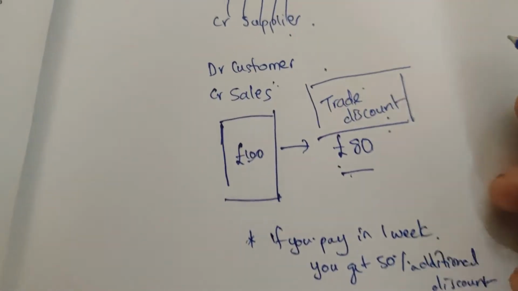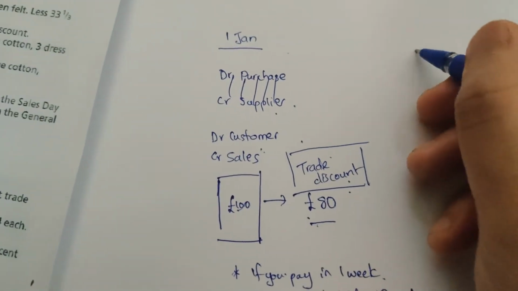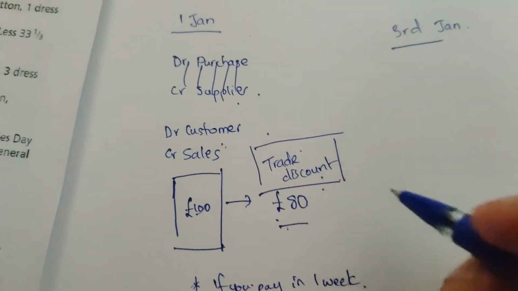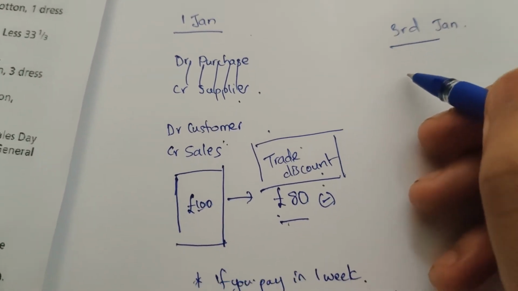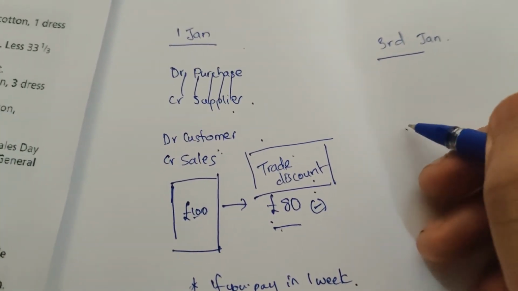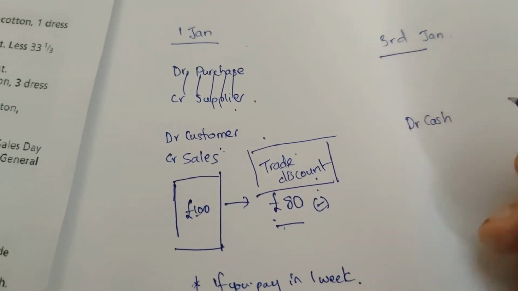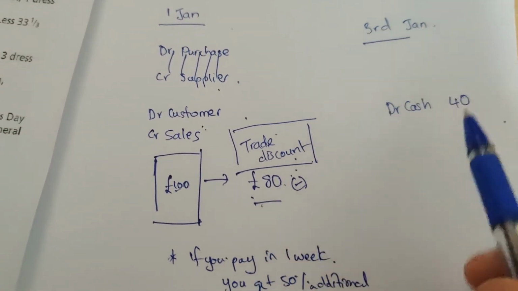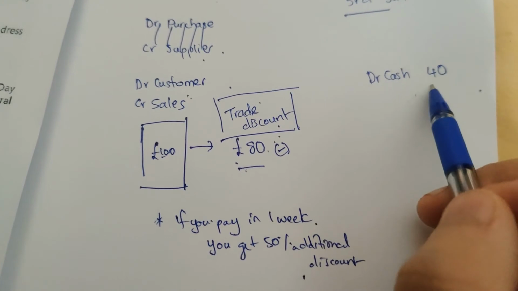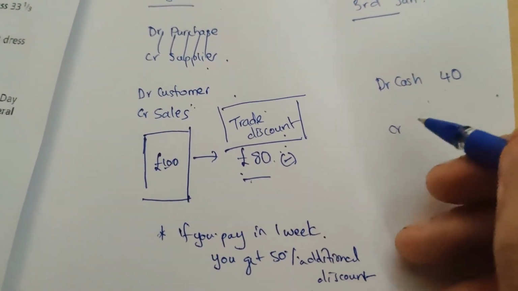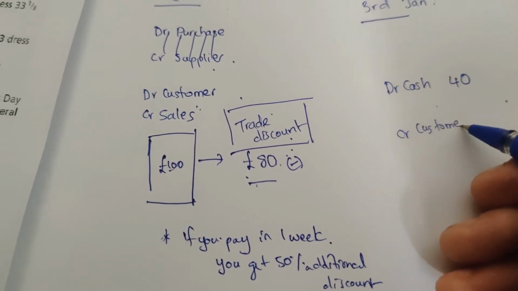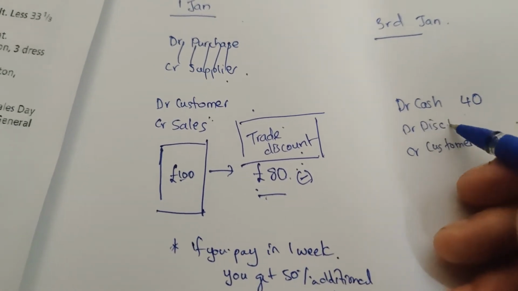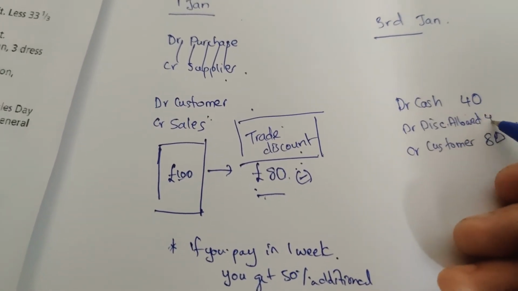So say this customer pays within 3rd January. Now, if he pays within 3rd January, how much did he owe us? He owed us 80. So out of the 80, because he got discount, how much did the customer pay us? The customer paid us 40, because he paid within 1 week, so he got an extra 50% discount, so he paid us only £40. Does he owe us any more? Nope. So credit customer by 80, and the balancing figure is discount allowed because we were merciful and we gave him £40 discount.